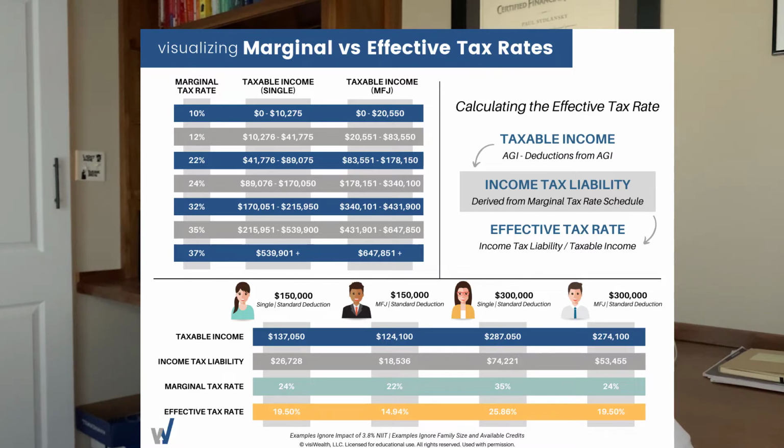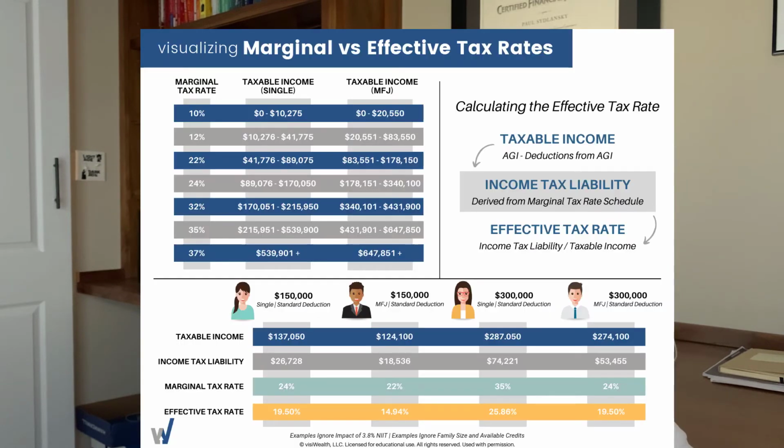Now, the next dollar after that $10,275 is taxed at the 12% rate. And that 12% rate holds steady up into $41,775. So you can see here that the more you make, the higher your marginal tax rate is. Now, looking down at the bottom here, you can see something called effective tax rate. The effective tax rate is the total blended rate.